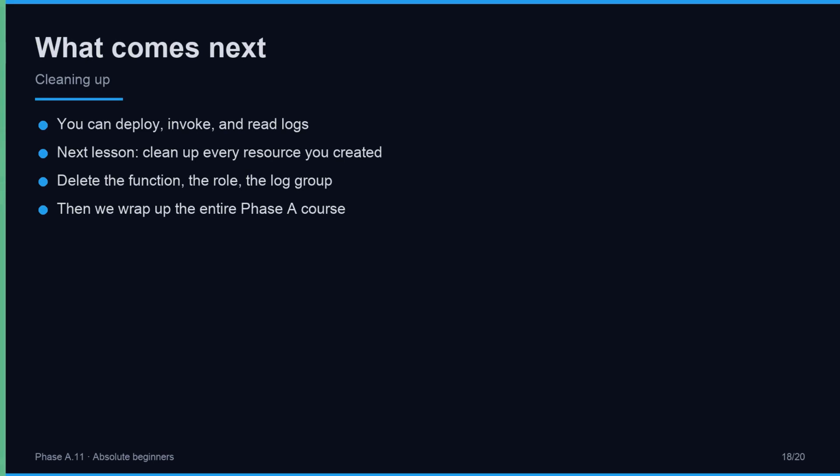Logs are your eyes. You now have the full Lambda loop: deploy, invoke, debug. The next lesson closes the loop. We delete the function, the IAM role, the basic execution policy, and the log group. We confirm the AWS billing console shows 0. Then we step back and wrap up the entire phase, what you can now do, and what comes next. Create, use, destroy, verify.